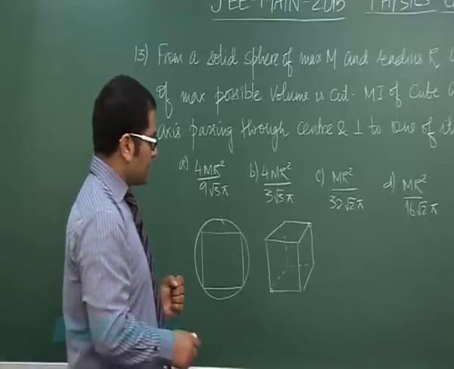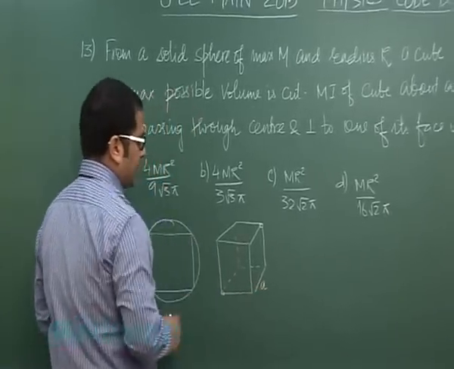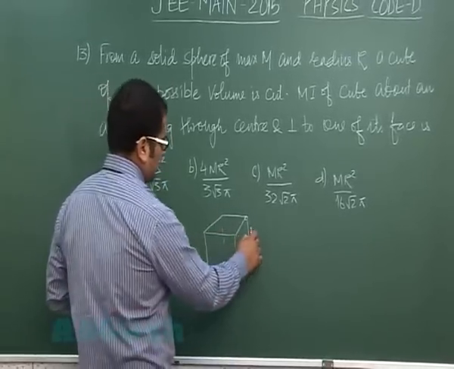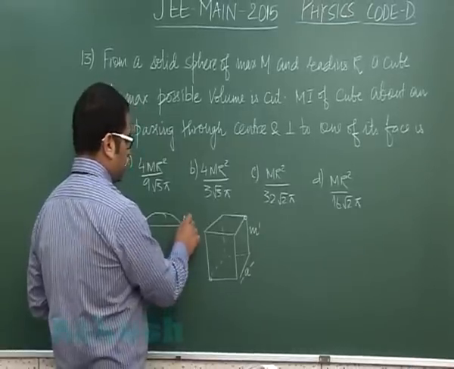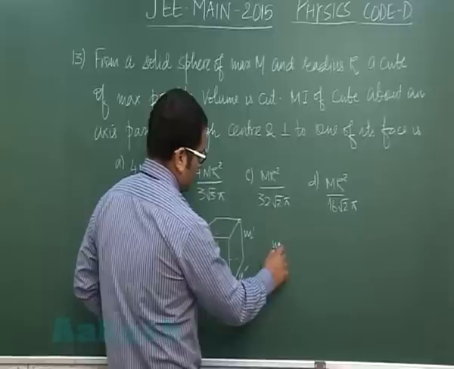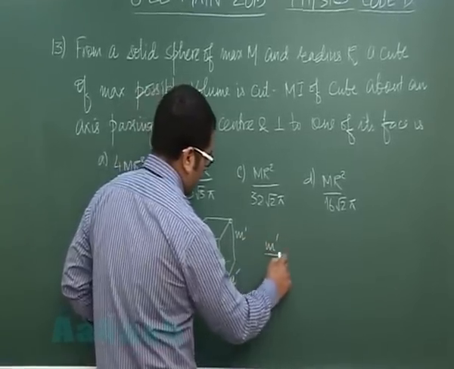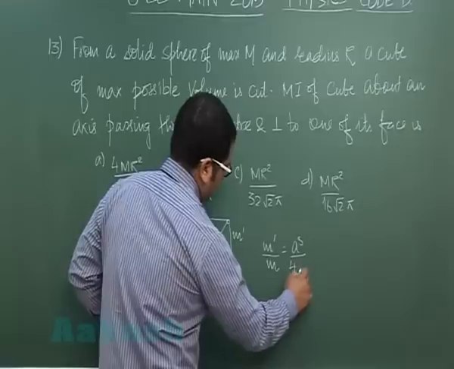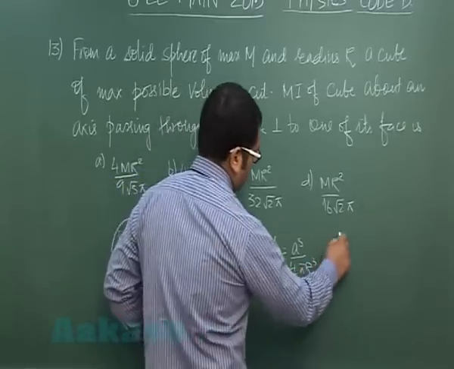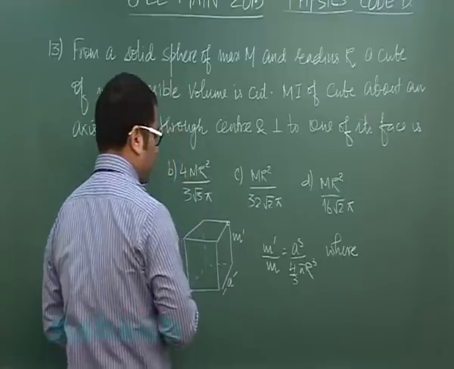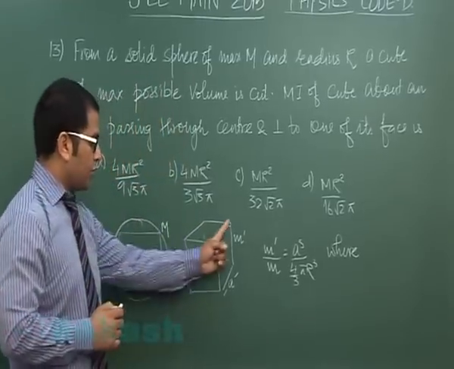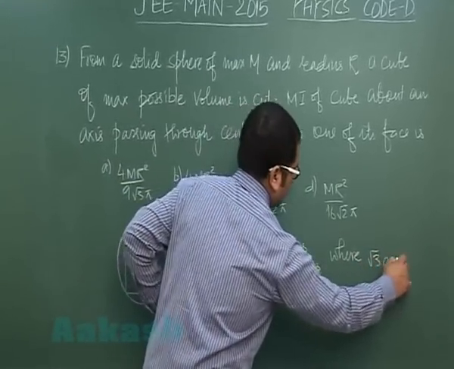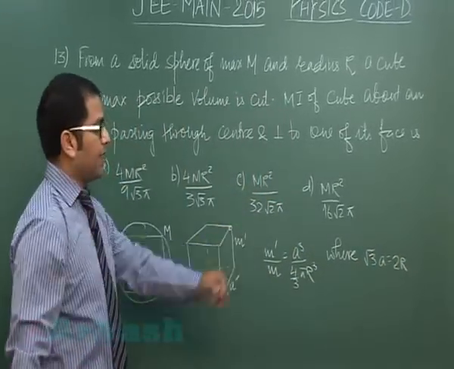So if I say a is the side of the cube, then quite obviously, you could easily find out how much is the mass m dash in terms of m. Of course, the distribution is volumetric. So I'll go with m dash by m equals a cube by 4 by 3 pi r cube, where we need to see how much is the value of a. And that's quite simple, because the longest diagonal is root 3 times a, and that would be equal to twice r. So this would give me the value of m dash.